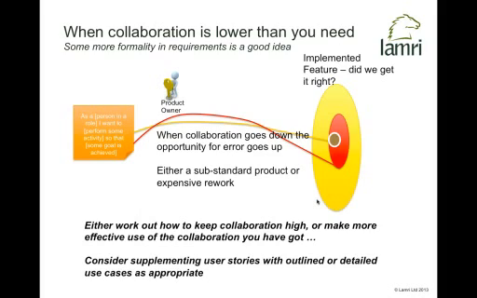And, to a certain extent, there's no real magic answer to this. Somehow you've got to try and keep collaboration high, or just make more effective use of the collaboration you've got. Maybe we've got to look at supplementing our user stories with outlined or detailed use cases as appropriate. Maybe we can schedule in blocks of time from our user community and book them in over time. So we don't get them all the time, but we get them in blasts of time where we can use them effectively to look at what we're doing in a particular sprint. But sometimes you just got to wrestle with that and see how you can get the best collaboration you can.